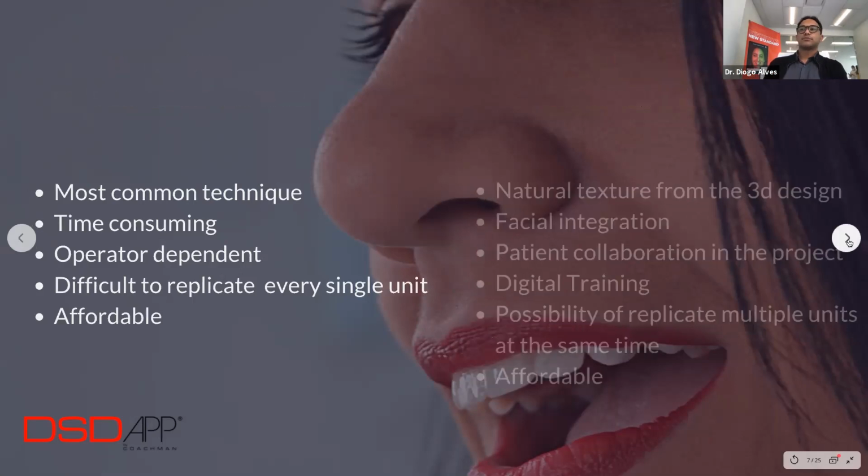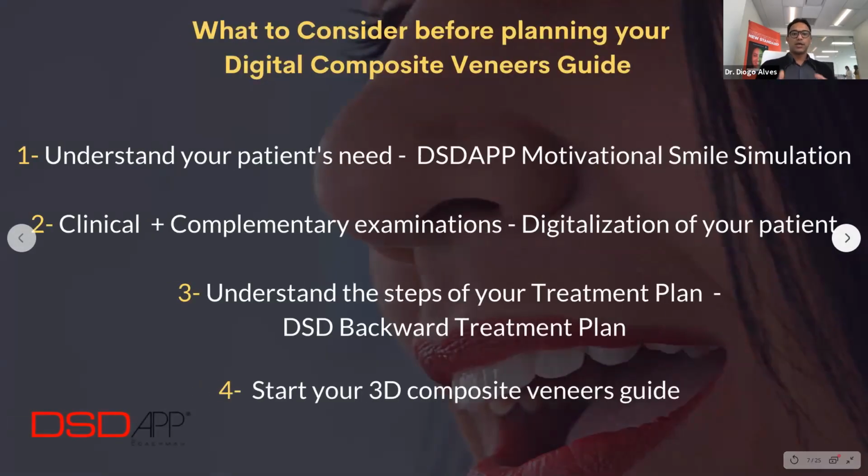So here, what do we have to consider before planning your digital composite veneers guide? This is something that is really important. And I created these 4 pillars for you guys to understand. The first thing you have to consider before planning digital composite veneers is to understand your patient's need.